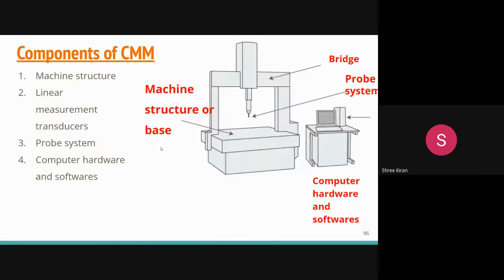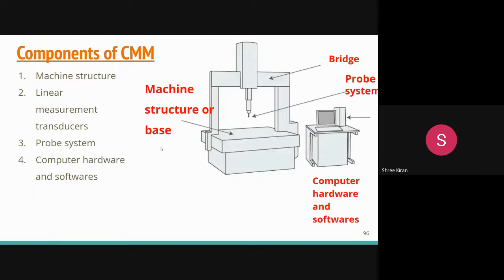These are the major components of a CMM. We have various components. The first one is the machine structure.